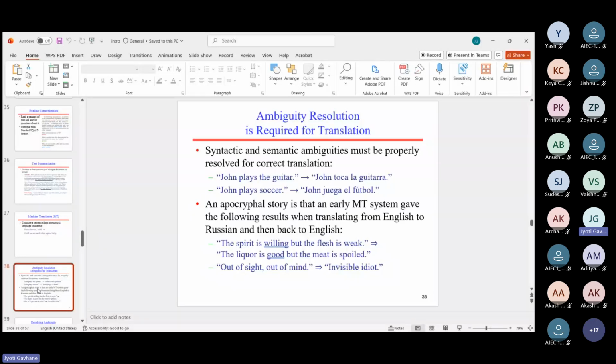So an apocryphal story is that an early MT system gave the following results when translating from English to Russian and then back to English. So the spirit is willing, but the flesh is weak. The liquor is good, but the meat is spoiled. So out of sight, out of mind. So these are some of the sentences which we need to translate into the Russian.